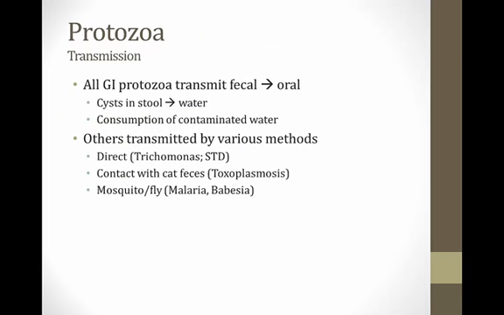There are a couple of rules of thumb that can help you a lot on board exams to answer questions about protozoa. And the first one is that all GI protozoa have transmission that is fecal to oral. So infected humans or infected animals pass cysts in the stool, which get into the water, and then consumption of contaminated water is the way that people get sick. We'll talk about this in more detail when we talk about each individual protozoa.